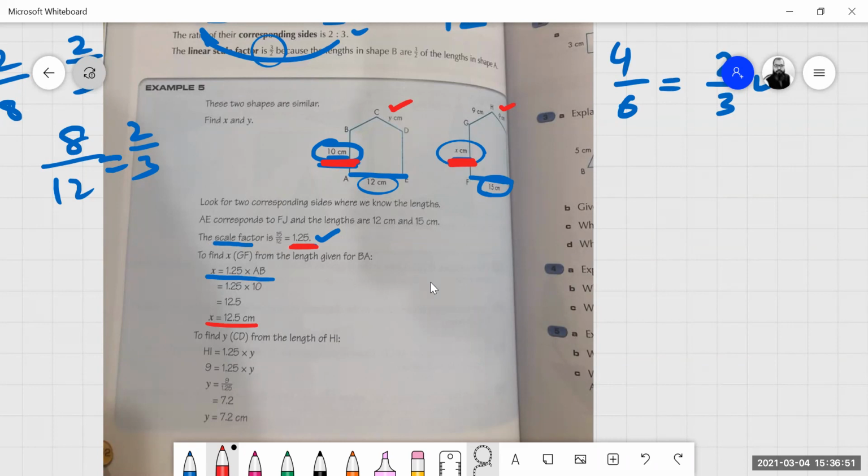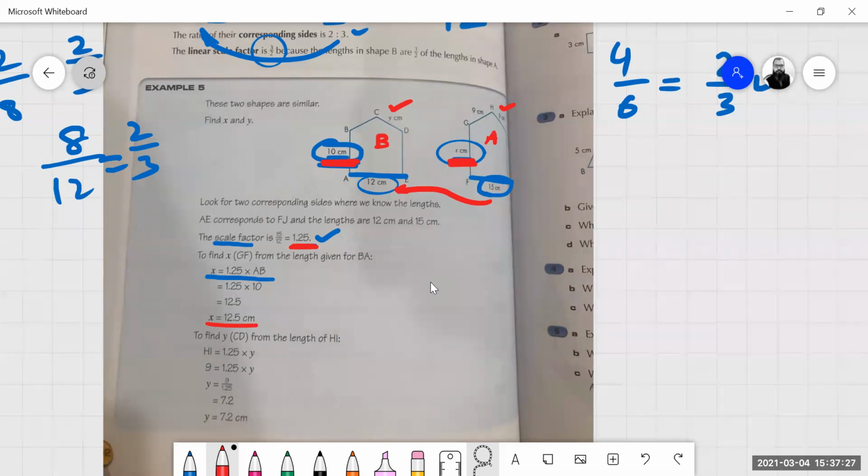So this is y. To find y, let me explain. We find the scale factor from here to here: 12 over 15 over 12. This, for example, is diagram A, and this, for example, is diagram B. We find the scale factor from diagram A to diagram B. So that's why here x is equal to, A to B, x to 10. x equals 10 multiplied by the scale factor.